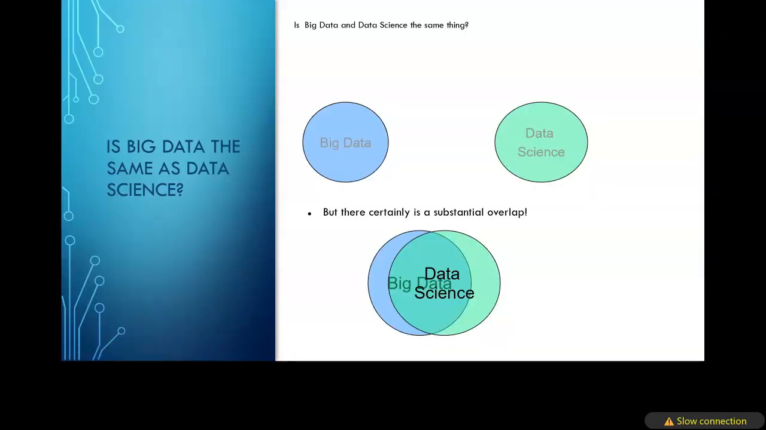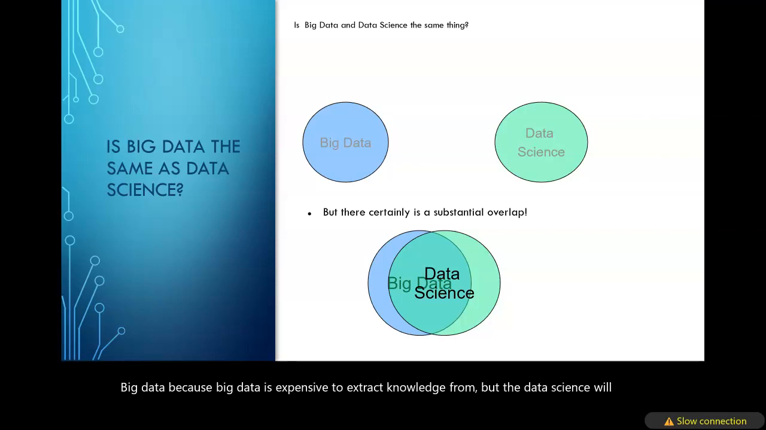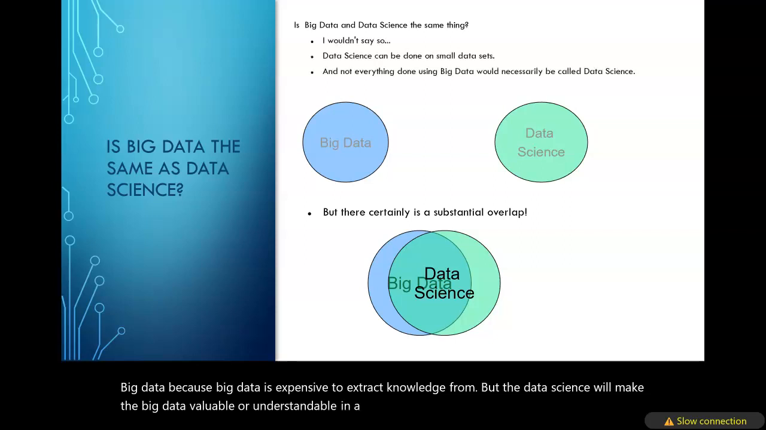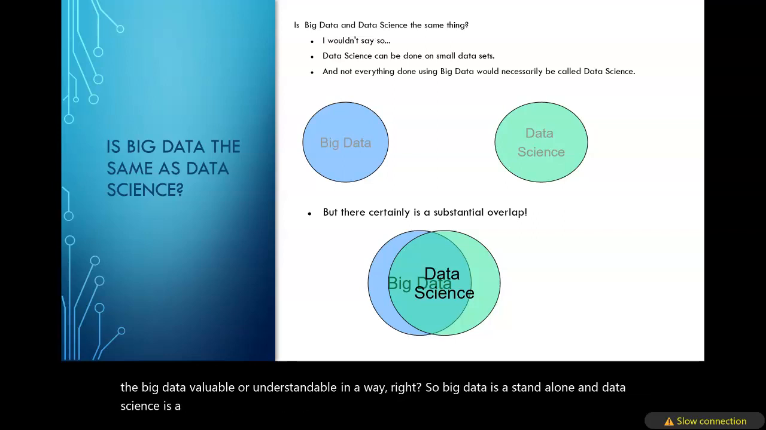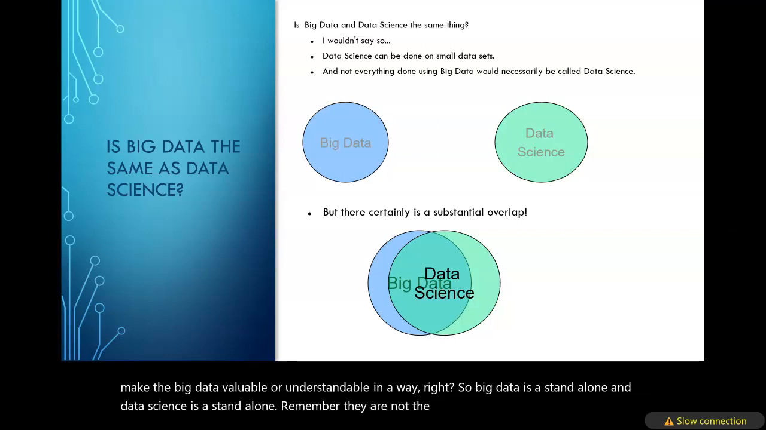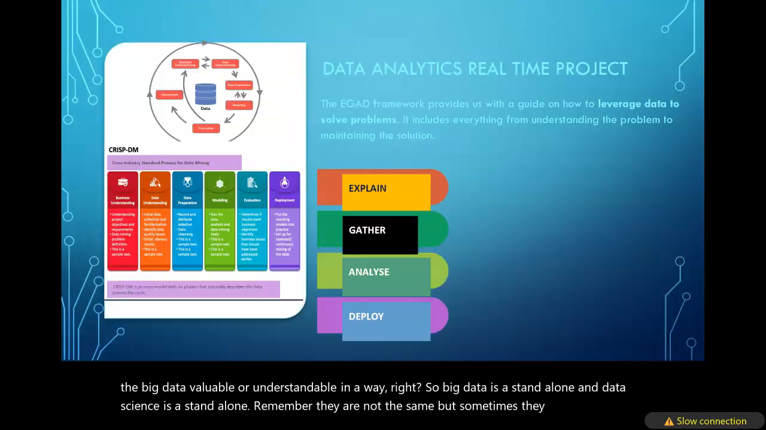Now, is big data the same as data science? Yes, but no over here. Data science sometimes overlaps big data, because big data is expensive to extract knowledge from, but data science will make the big data valuable or understandable in a way, right? So big data is standalone and data science is standalone. Remember, they are not the same, but sometimes they substantially overlap.